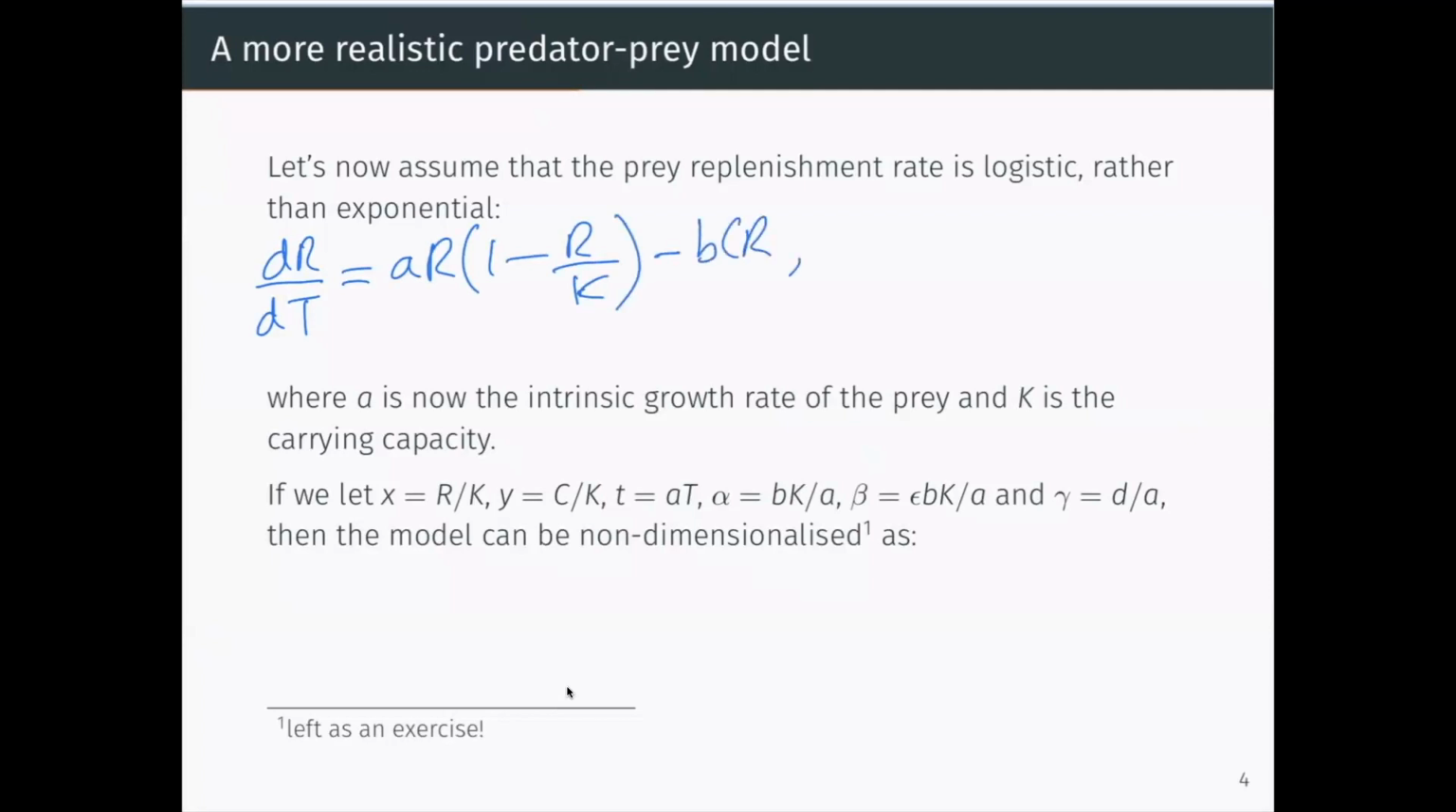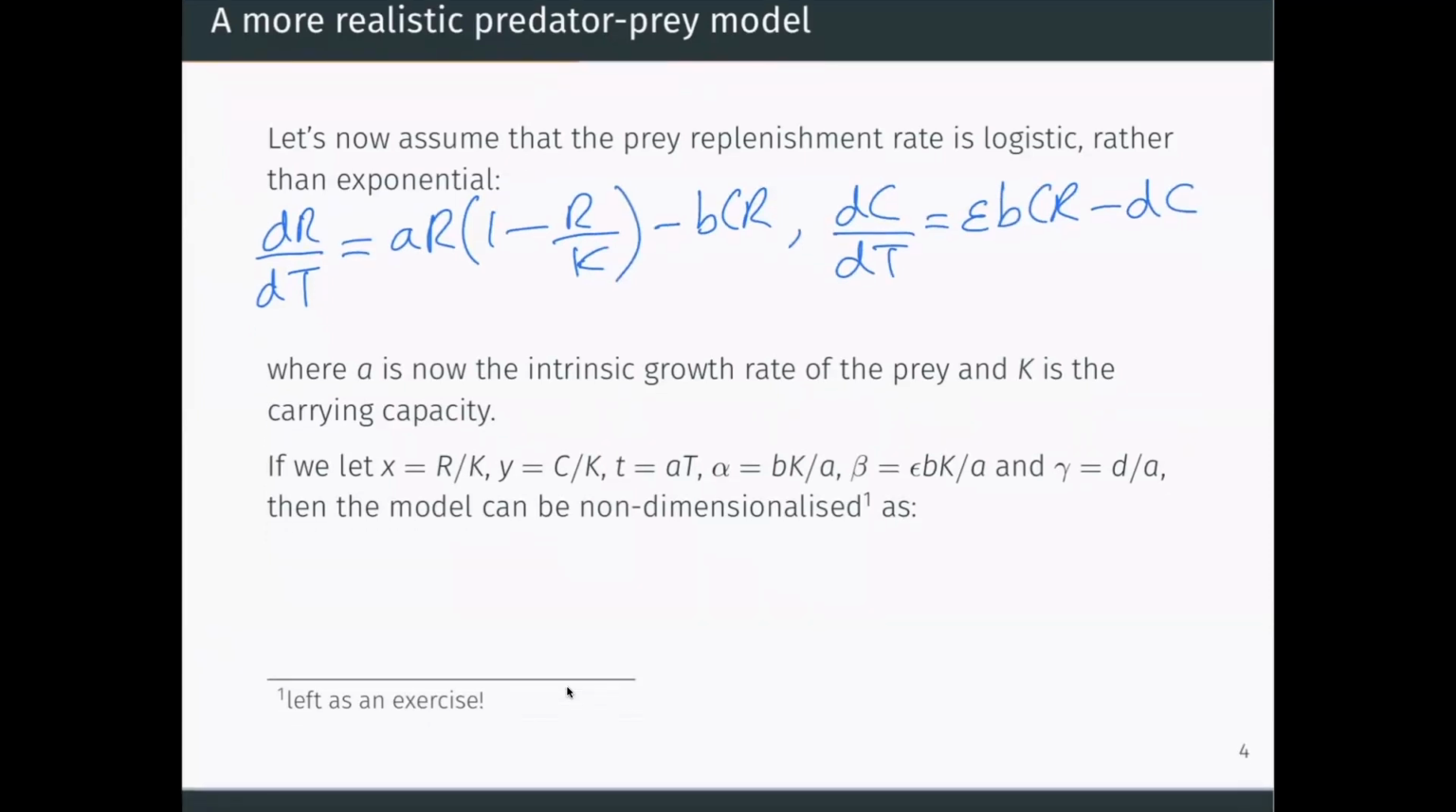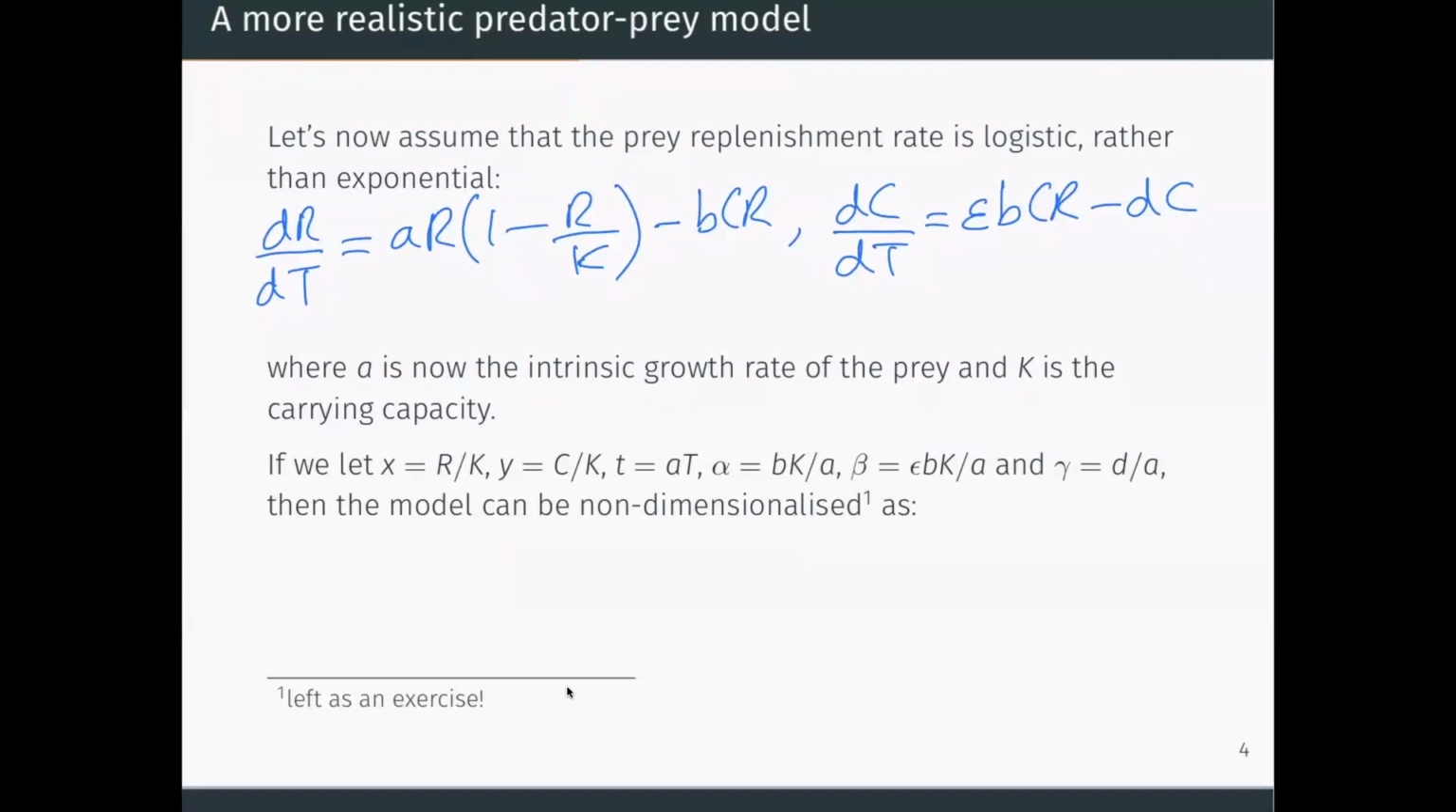We're still going to have a type 1 functional response for our predation term. And for our consumer or predator, we have an efficiency parameter times the functional response, and then the linear death rate. Now A is going to be our intrinsic growth rate. That will be positive, and K is our carrying capacity. Again, this is going to be positive. So we can show using suitable parameter substitution, as indicated below, that we can non-dimensionalize this model. I'll leave that as an exercise for you to have a bit of practice at that.